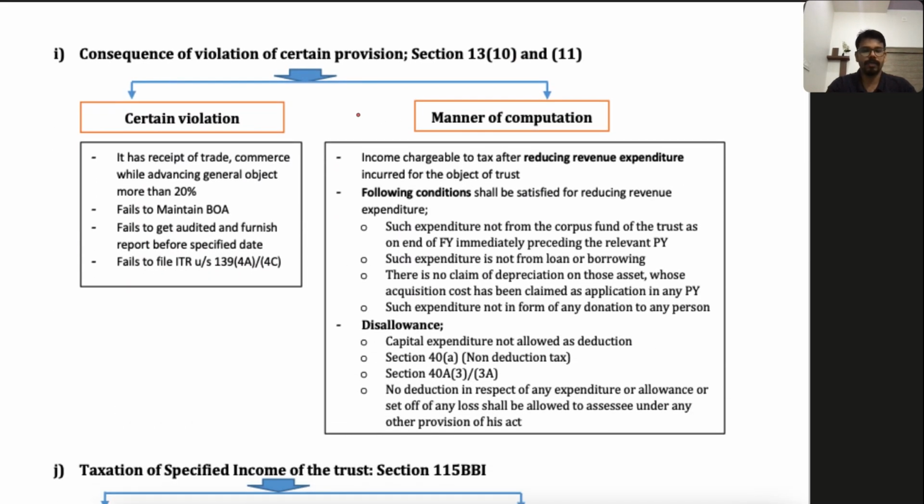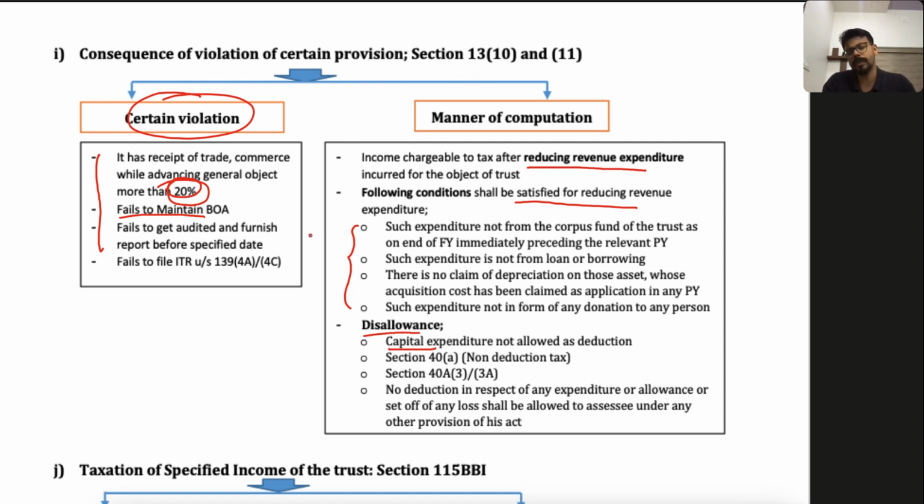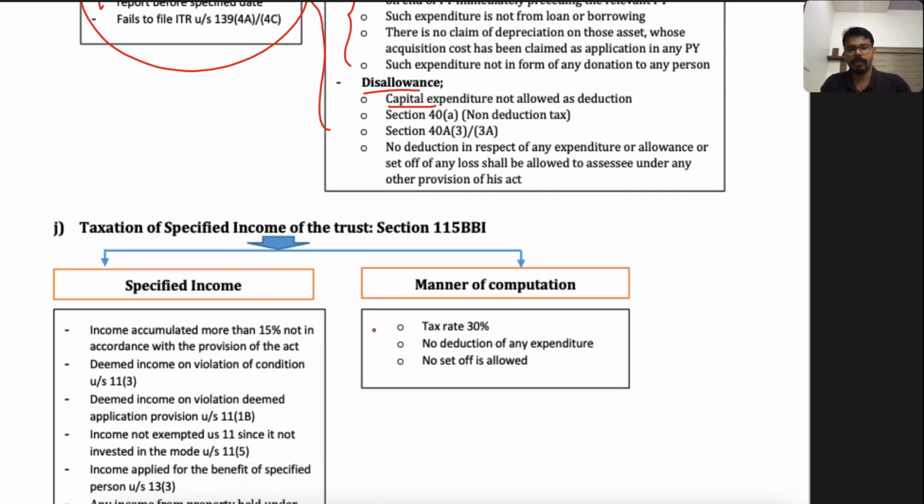And there is a consequence of violation of certain provisions. What is a violation? As all of us know, if the trust is having some trade or business or commerce, then the receipt from those things should not exceed 20%, or it fails to maintain books of accounts, etc. In these cases the computation of the income of the trust shall be done in the following way. They can reduce the revenue expenditure, but the following conditions shall be satisfied for the revenue expenditure. These are more or less similar to our PGBP computation, like we have to disallow capital expenditure, all those things. So if they actually violated this provision, they will have to pay taxes on the income, and the income shall be computed in this manner. That's a simple thing.